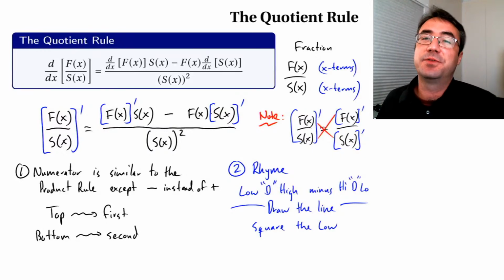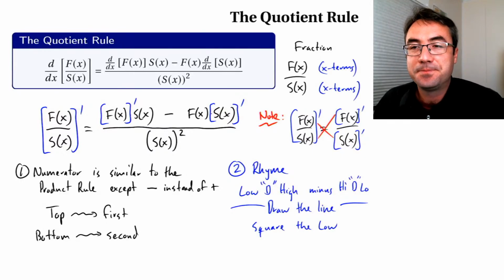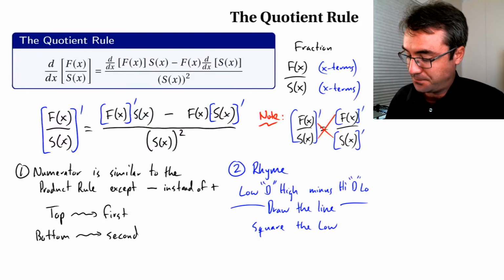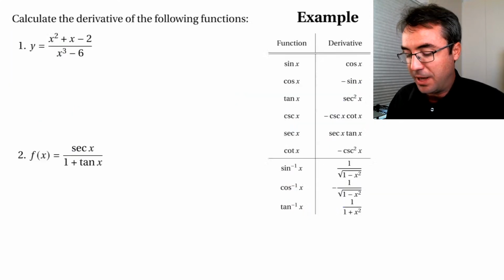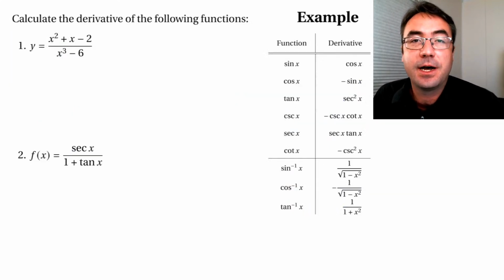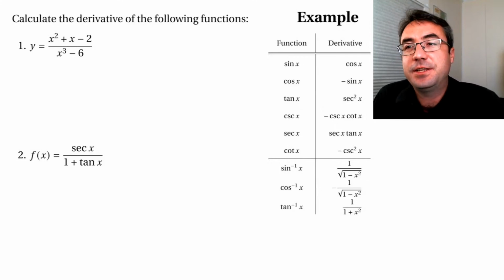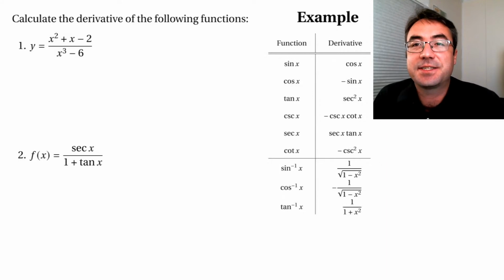Another way to remember this formula. So whatever works, works. All right, let's try an example of applying this derivative, this quotient rule. In the first one here, we're going to differentiate the function x squared plus x minus 2, all divided by x cubed minus 6.